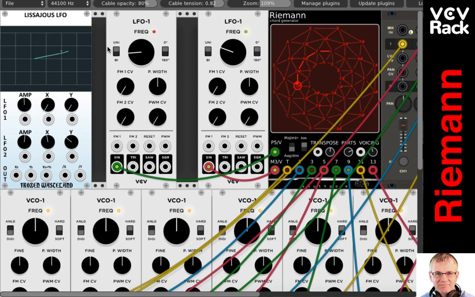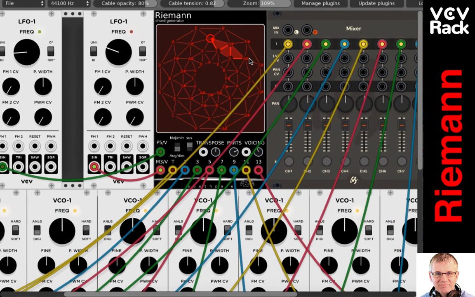Now up at the top left you'll notice I have the Lisa U LFO, which I love, by Frozen Wasteland. I'm not going to be using that in this tutorial, but I am going to use it in future ones. I'm going to leave it here. In this one today we're going to be looking at two LFO-1s, which are from the Fundamental pack as well.